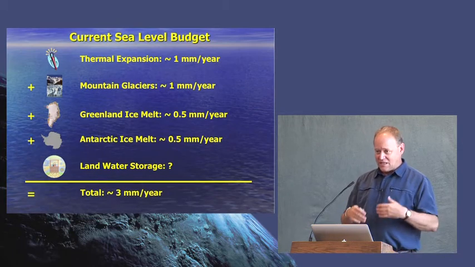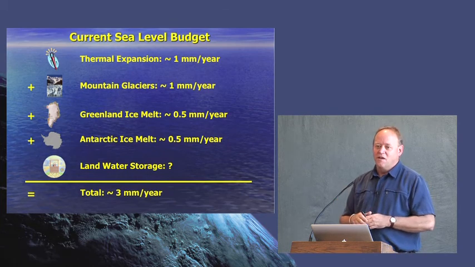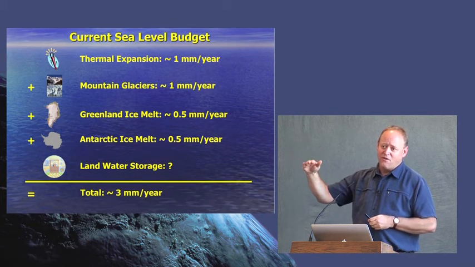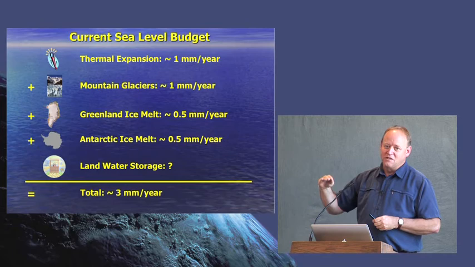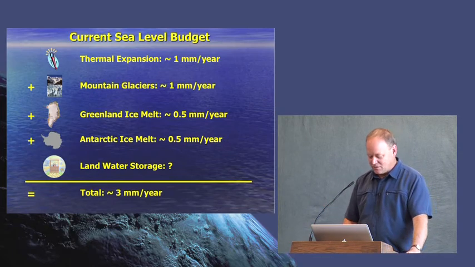So we talk about the sea level budget. We talk about closure of that budget. The closure is you measure sea level rise, you try and figure out what's contributing to it. You figure out what those numbers are. If they add up to what you're seeing, then you kind of close the budget. If you haven't, then you've got more work to do.